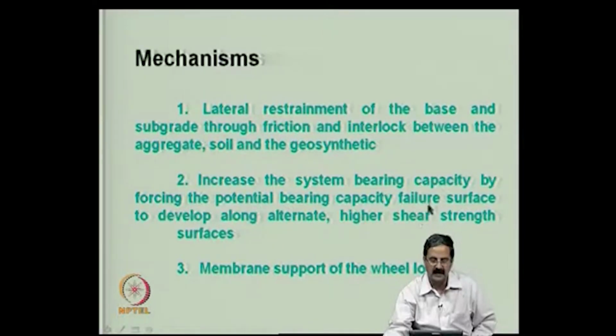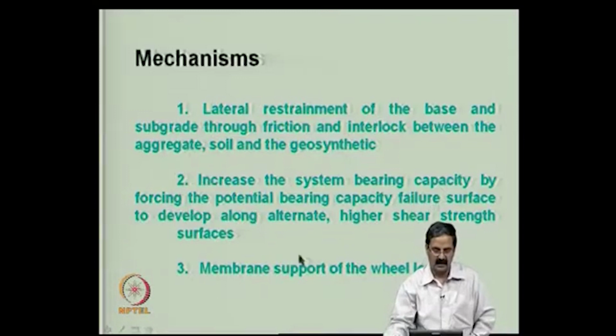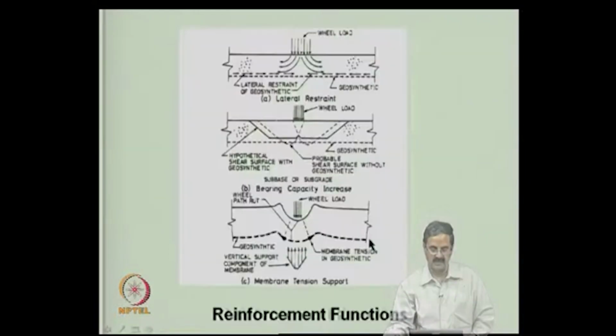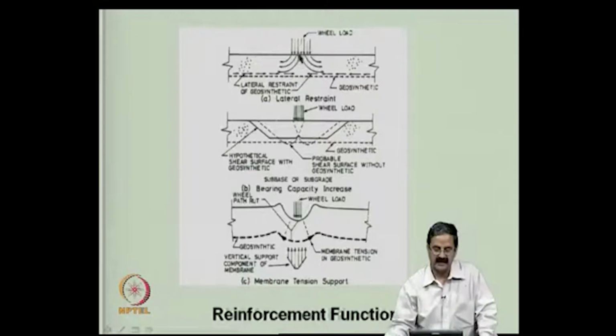The other one is the increase in bearing capacity by forcing the potential bearing capacity failure mechanisms to go along alternate higher strength surfaces. The third one is the membrane support of the wheel loads. I will give you the example: this is a wheel load, it is acting, and there is a pressure like this, and because you have placed a geogrid here, there is a lateral restrainment on both sides. This is what we call the confining effect.